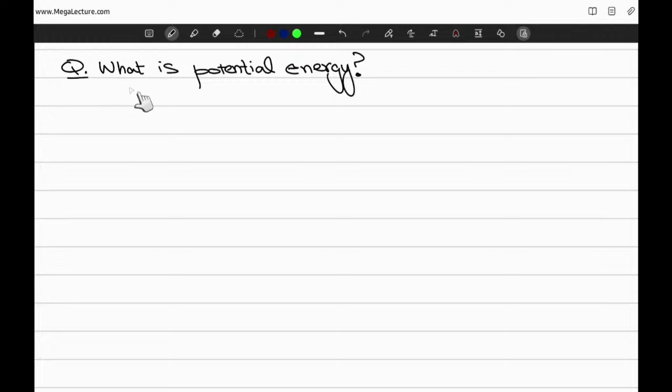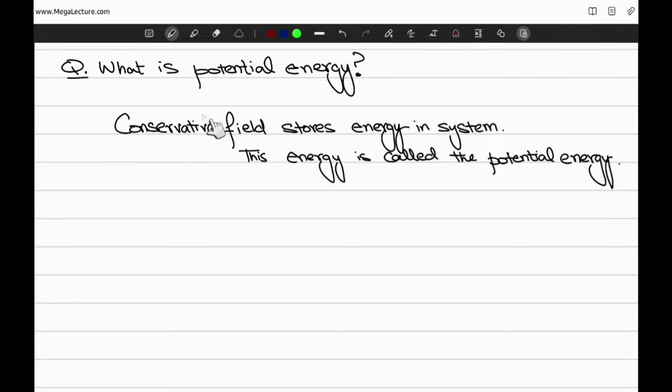Now, do you ever think about what potential energy is? Why do we have potential energy? Well, kinetic energy is pretty understandable and straightforward. Something is moving, it has some velocity, and the energy associated with that velocity is the kinetic energy. But what about potential energy? The conservative forces and fields give you an idea about this potential energy. A conservative field or force has a property, and that property is that it stores energy in your system. This energy which was stored due to a conservative field or force is known as the potential energy of that system.